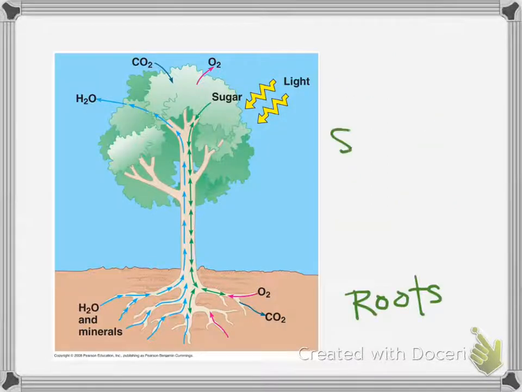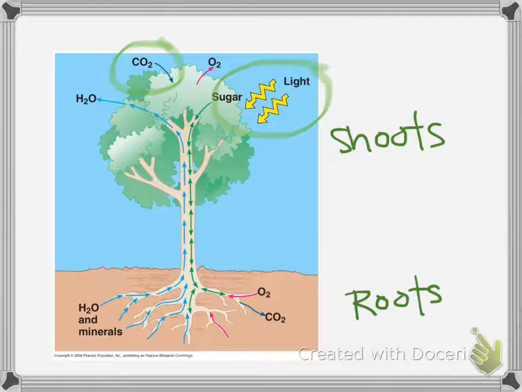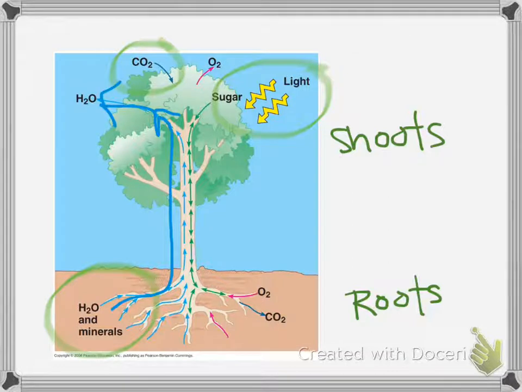Okay, so if we take a look at a plant, it has a dichotomous life. It has to live both in the air and in the ground because it gets different things that it needs from both in the soil and up above the soil. So we call these parts of the plants the roots and the shoots. In the shoots, the important things that it gets for photosynthesis are carbon dioxide and light. But the roots, that's where the water comes from, as well as some important minerals like nitrates.